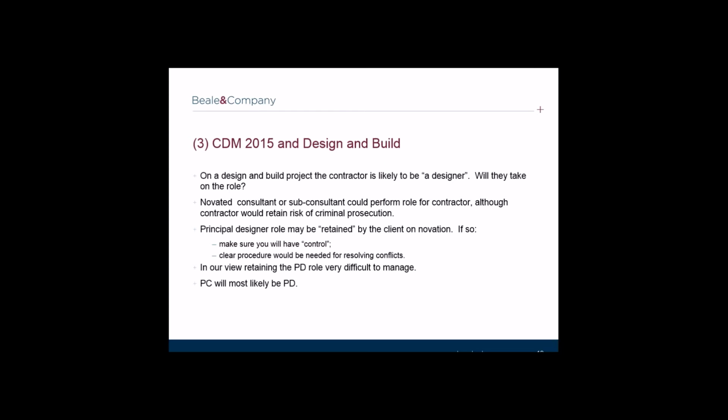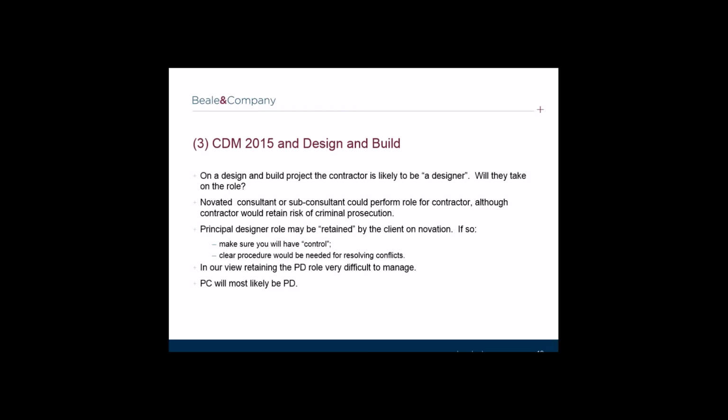Under the second scenario, if the principal designer is not novated, it is our view that retaining the principal designer role in such a situation will be difficult to manage. When a design and build contractor is appointed, it is likely to be difficult for another designer to be a principal designer given the control issue. The design services being done by the principal designer may be novated, and this goes hand in hand with our view that PD appointments, if possible, should be separate from design appointments.